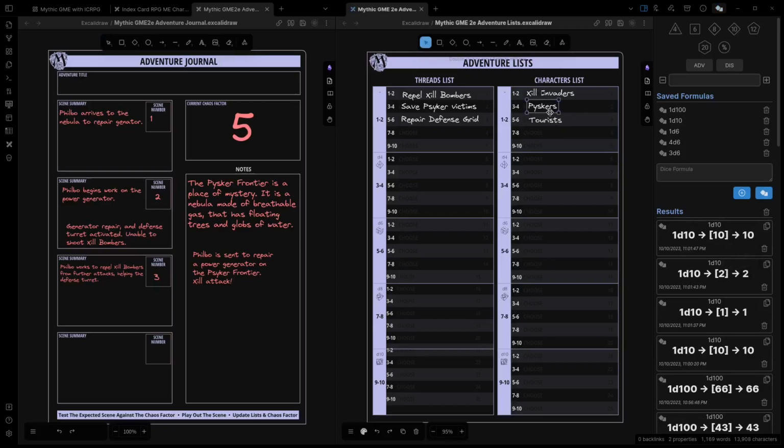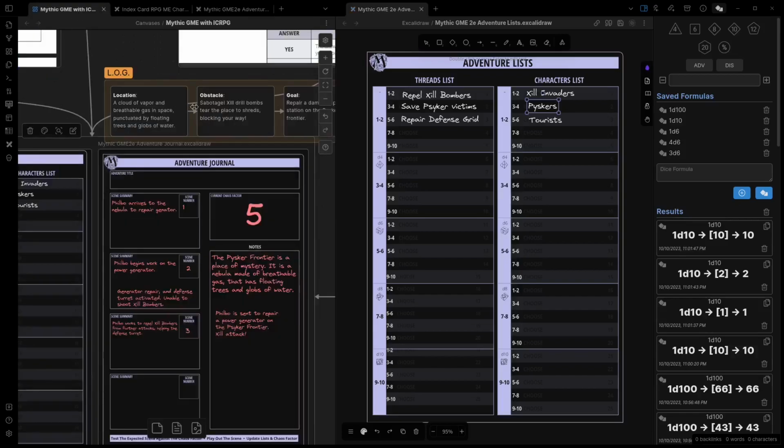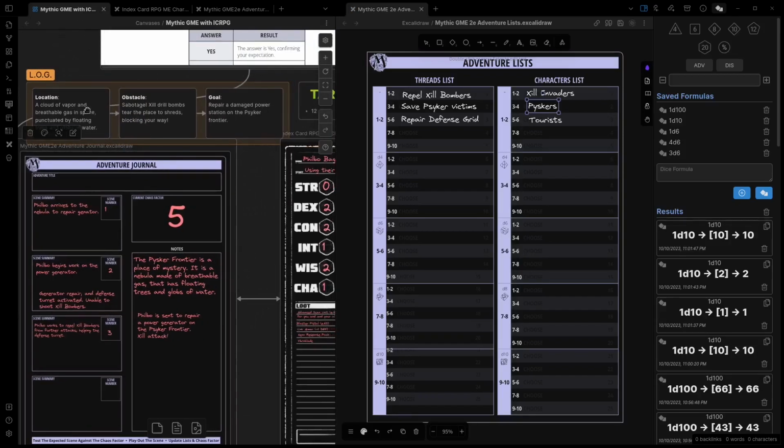So I would use this to determine, oh, why are the Zil invaders going after the psykers? And then that would further change my location, obstacle, goal. So now my location is still at the nebula. Obstacle is still the Zil invaders, but now my goal is to figure out why they're trying to kill the psykers. And thus would make my adventure have more detail.